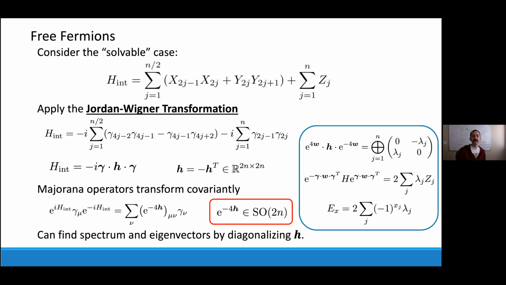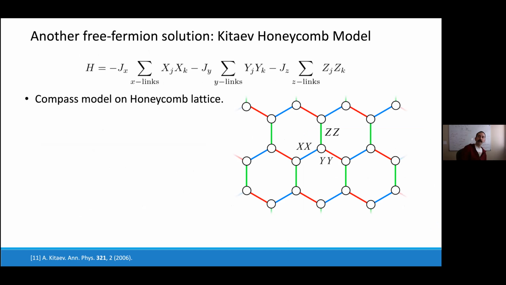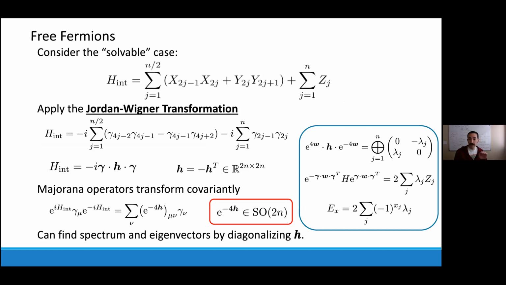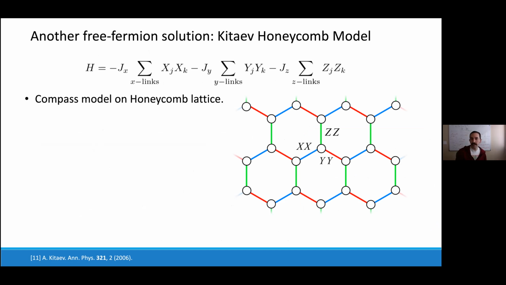Okay, so that's a review of how the Jordan-Wigner transformation works to solve these models. So it uses linear combinations of these Majorana modes to find the correct eigenstates of this Hamiltonian in this Majorana representation. Okay, but this isn't the only, so this is the classic model. The XY model is like the classic model for a free fermion solution, one of the classics. There are other models that are solvable by free fermions.